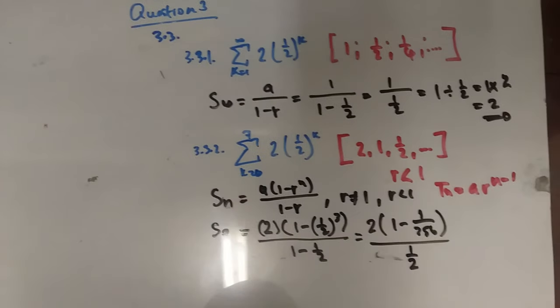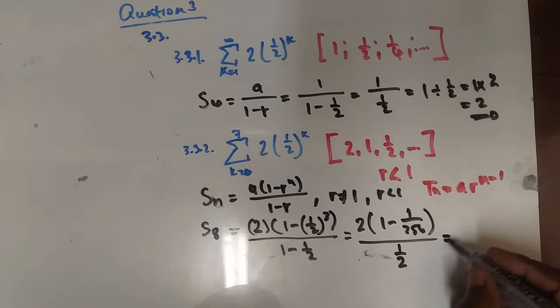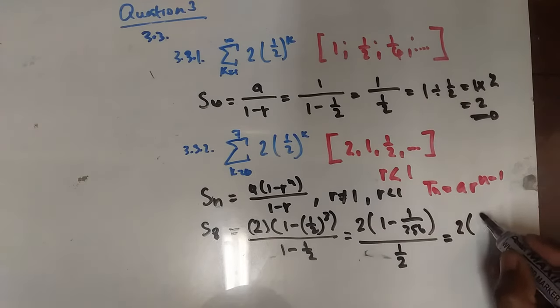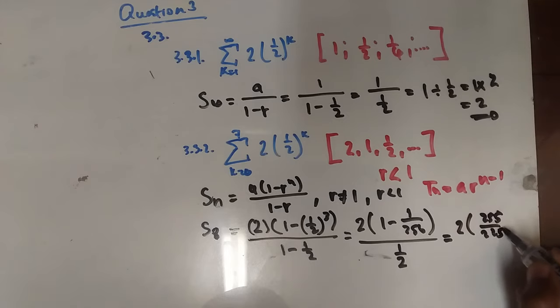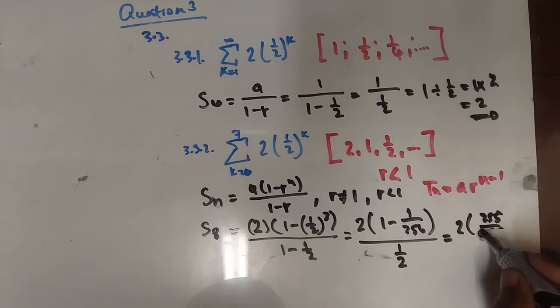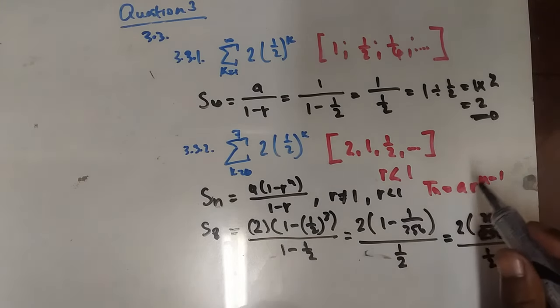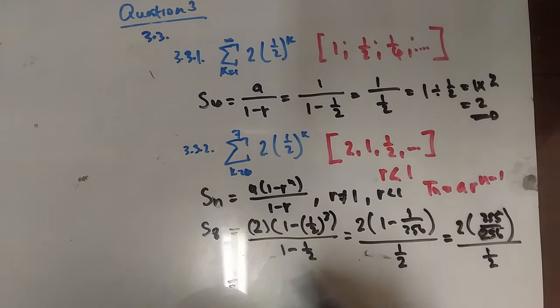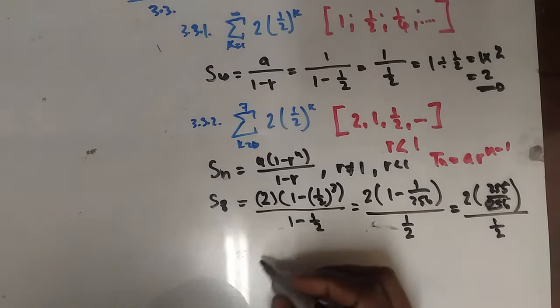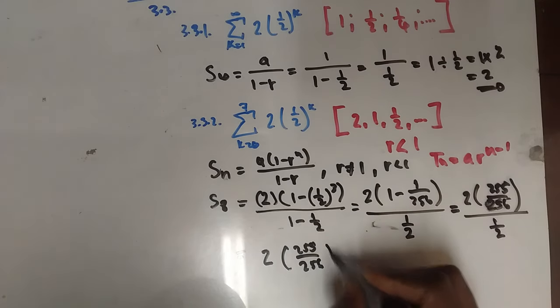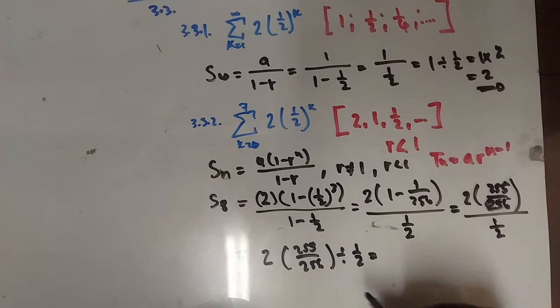Okay, so I can continue and say this will be equal to 2 times 256 minus 1, which is 255, all over 256, and then we can just say how many times does 2 go into 256, and then have this 1 half over here. Okay, so how many times does 2 go into 256? Let me not ask that now, let's just continue with this idea. 2 multiplied by 255 all over 256 divided by 1 half, which is equal to.